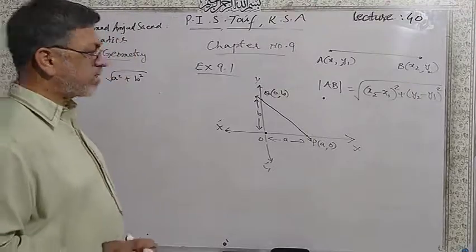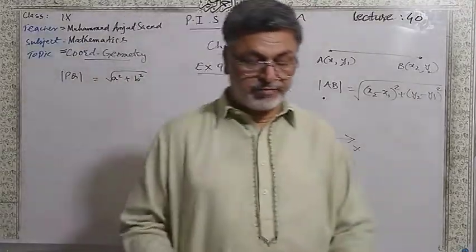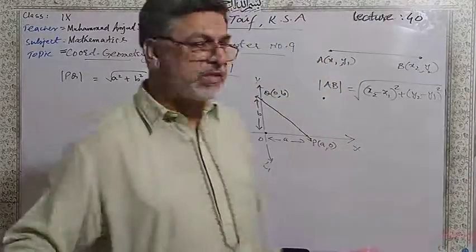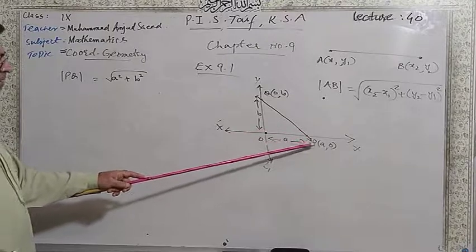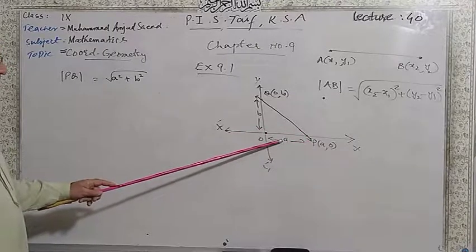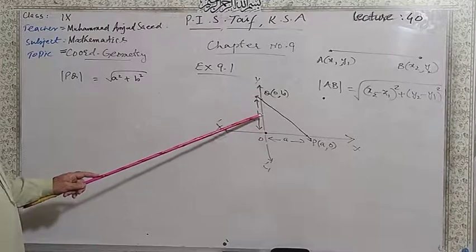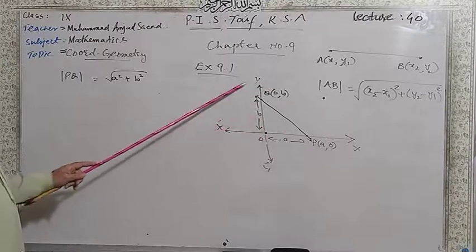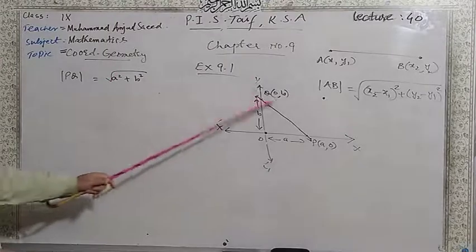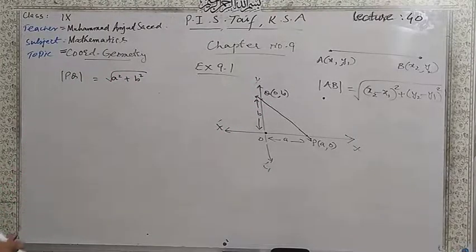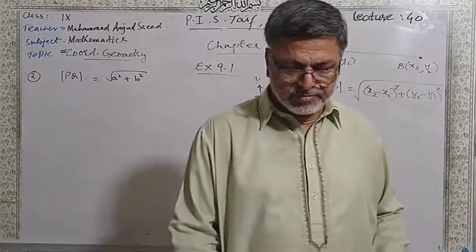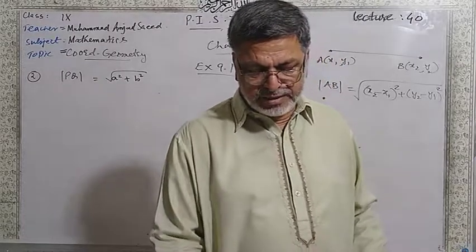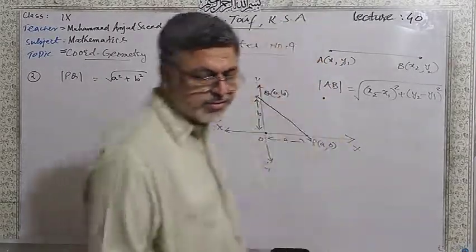Last time we started our exercise 9.1, and we proved this formula according to the given information: P was a point on the x-axis with x-coordinate A, and Q is a point on the y-axis with y-coordinate B. So we applied the distance formula and found the answer, PQ mod is equal to the square root of A square plus B square. We have solved, I think, the first two parts. After that, we can take part number 5.